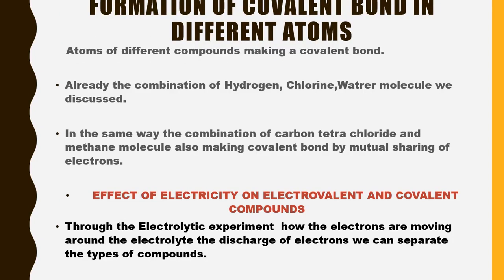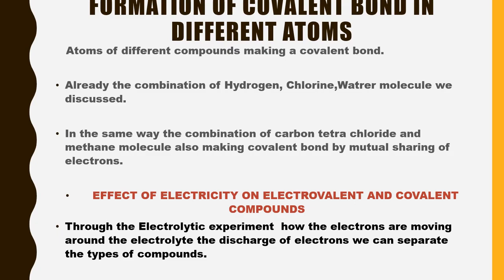Formation of covalent bonds in different atoms. Atoms of different compounds make covalent bonds. We have already discussed the combination of hydrogen, chlorine and the water molecule in the electron dot structure. In the same way, you can draw the electron dot structure of carbon tetrachloride and the methane molecule.